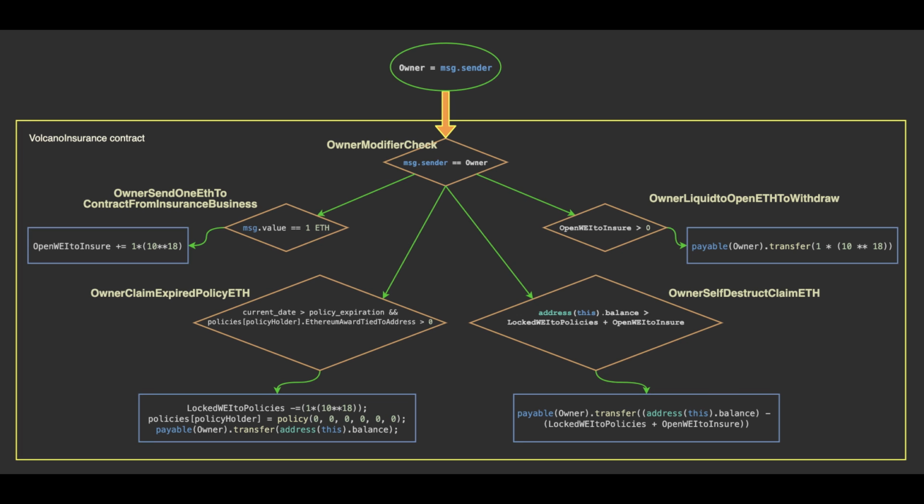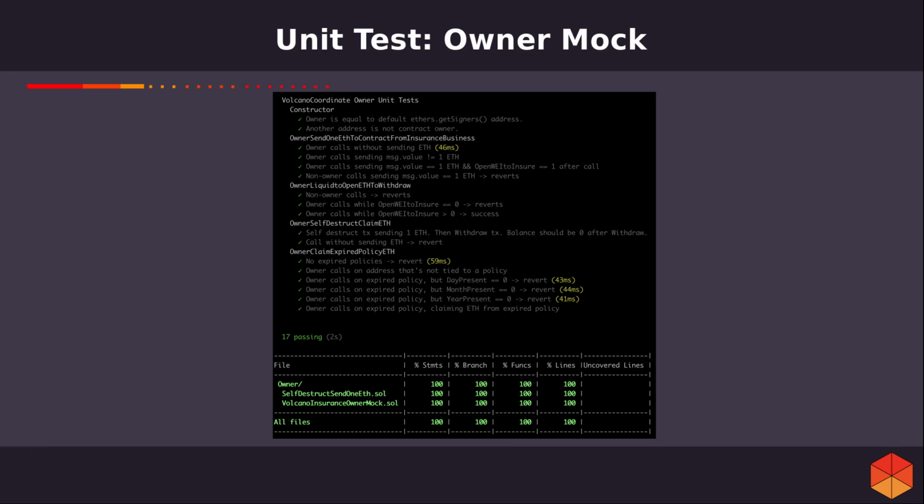On this slide, we have a logic flow for the 4 contract owner related functions in the contract. These allow the owner to seed ETH to the contract for use in policy payouts, reclaim ETH not yet locked to policies, claim ETH from expired contracts, and claim ETH from self-destruct attacks. Here you can see we were able to achieve 100% unit test coverage on the contract owner related functions.